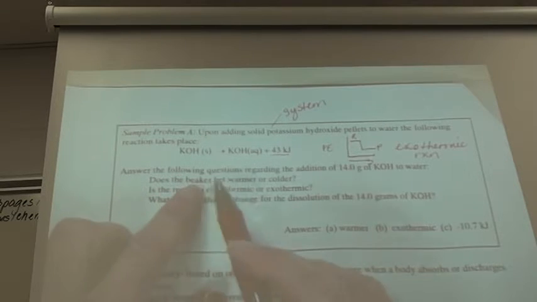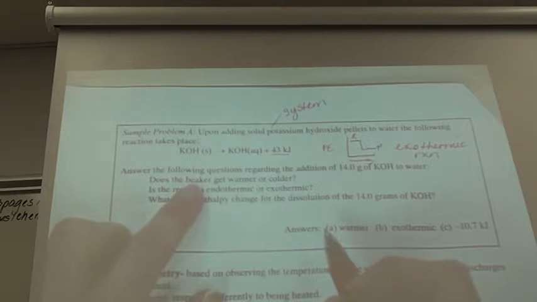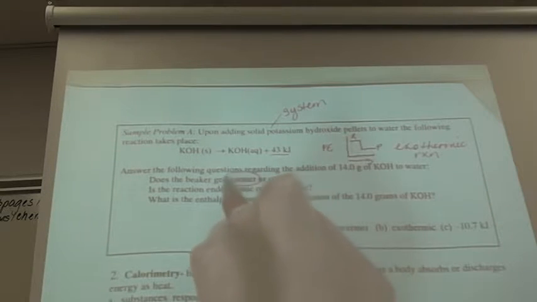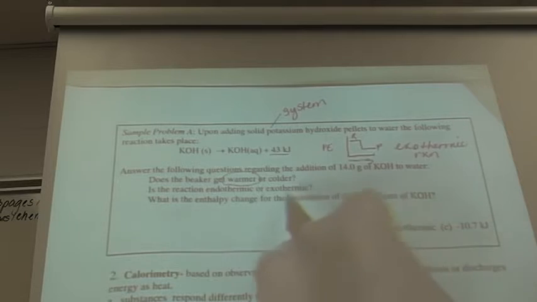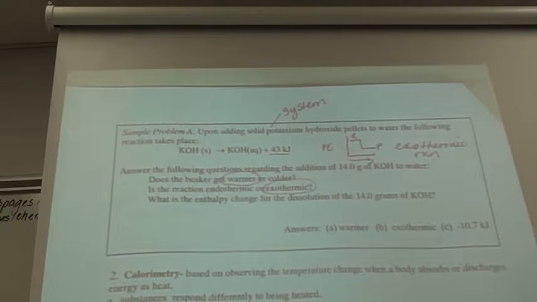Okay. Now, the beaker is what part of the universe? Surroundings. The system is giving off heat to the surroundings. We have determined it is exothermic. What is the enthalpy change for the dissolution? Dissolution is a fancy term for dissolving of the 14 grams of KOH.